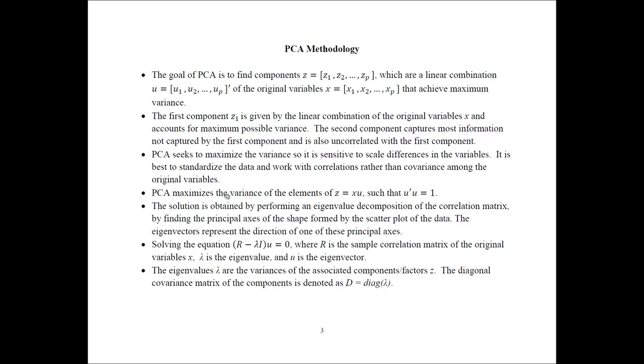So going back, PCA maximizes the variance, such as Z equals XU, and we have that U prime U equals 1. So again, we want to find those components that are linear combinations of the original variables that summarize the data in the most efficient way. And the solution would be obtained by what we call eigenvalue decomposition of the correlation matrix of the X variables, by finding principal axes of the shape formed by the scatter plot of the data. And so these eigenvectors would represent the direction of one of these principal axes.